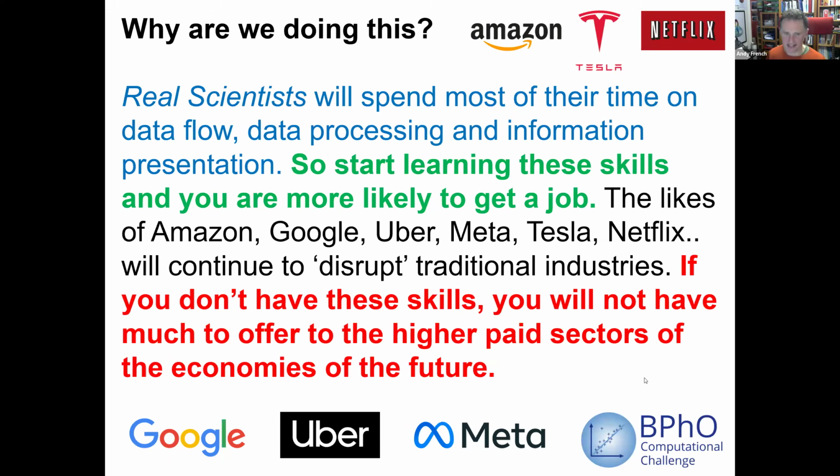So real scientists spend most of their time on this: data flow, data processing, and information presentation. So start learning these skills and you're more likely to get a job, basically. So if you look at the largest companies in the world at the moment, you probably think of things like Amazon or Google or Uber or Meta, Tesla, Netflix. And there'll probably be different companies in the next few decades, and these will disrupt the traditional industries. And all of them are really embedded with the use of information technology.